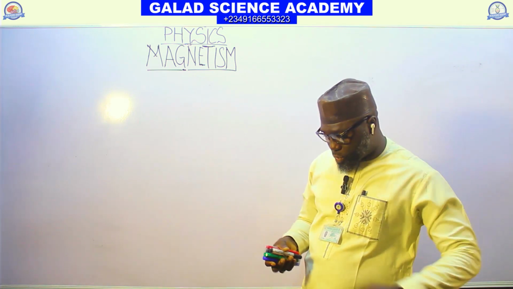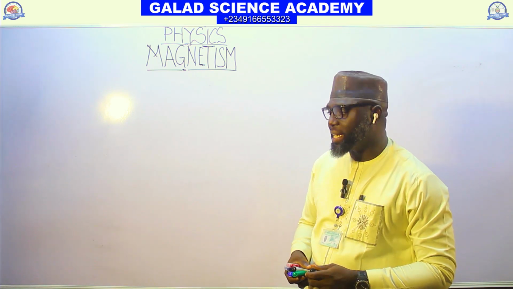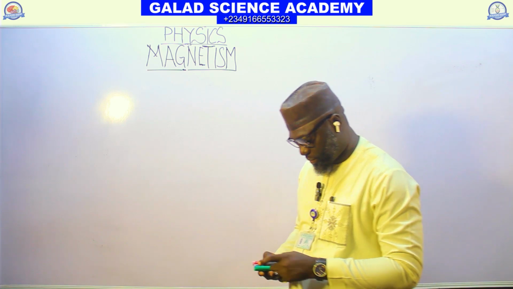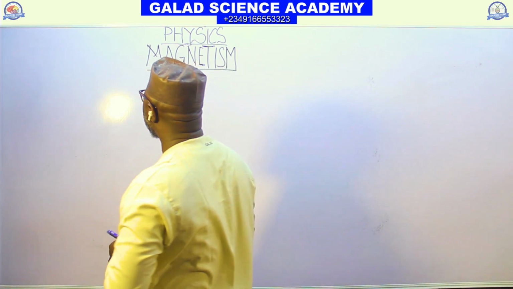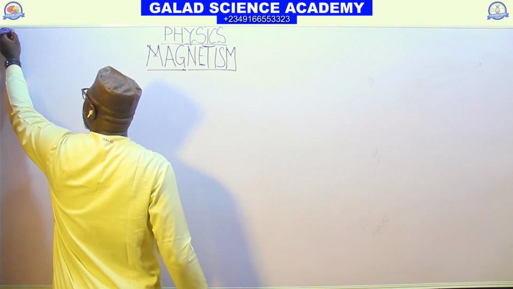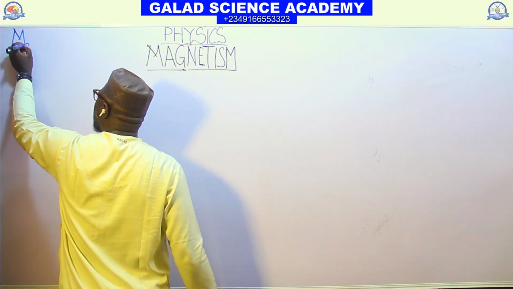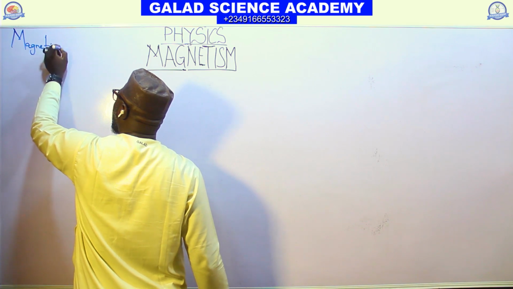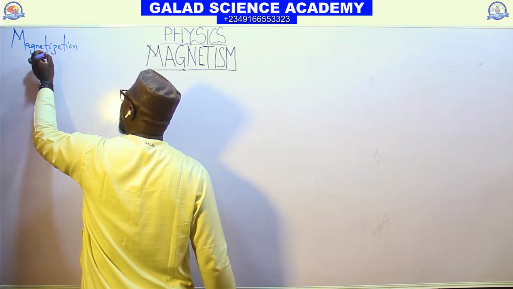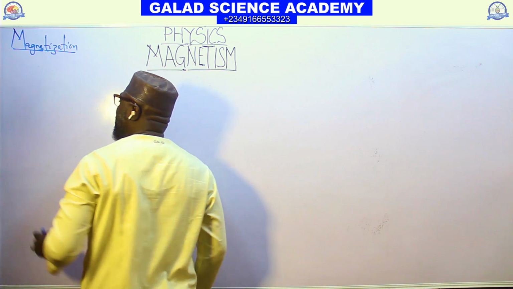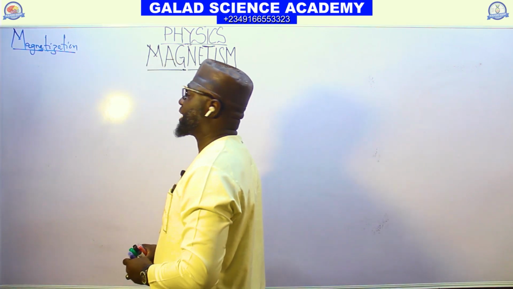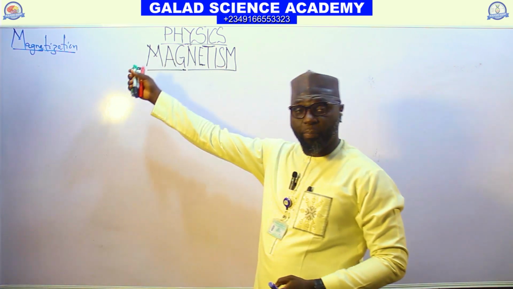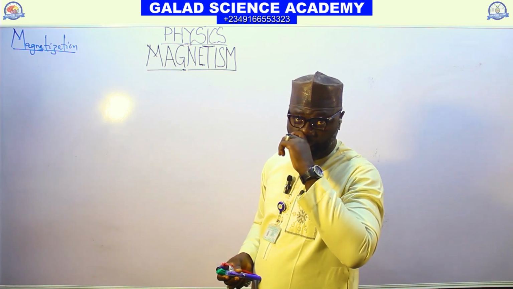So the next one is magnetization. So what is magnetization? This is the process of making magnets.